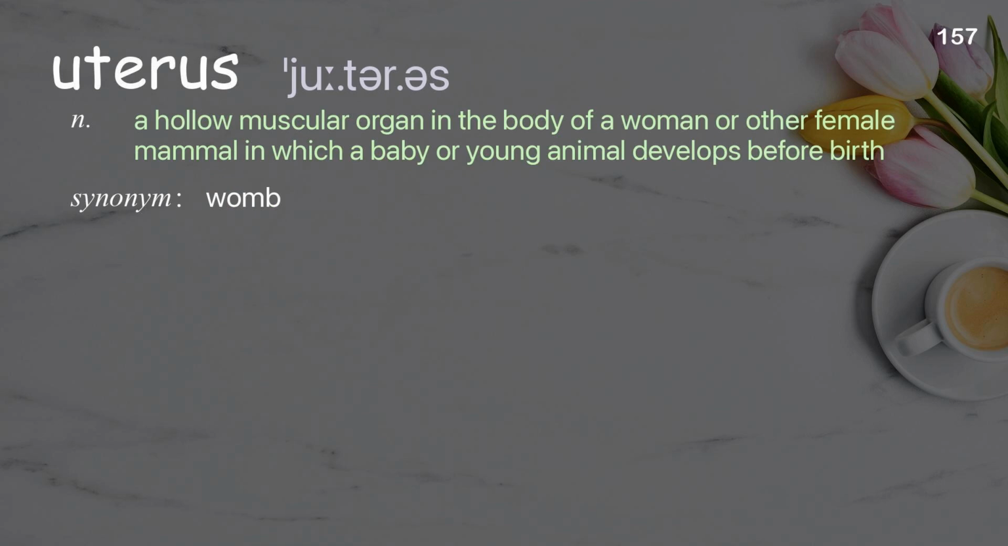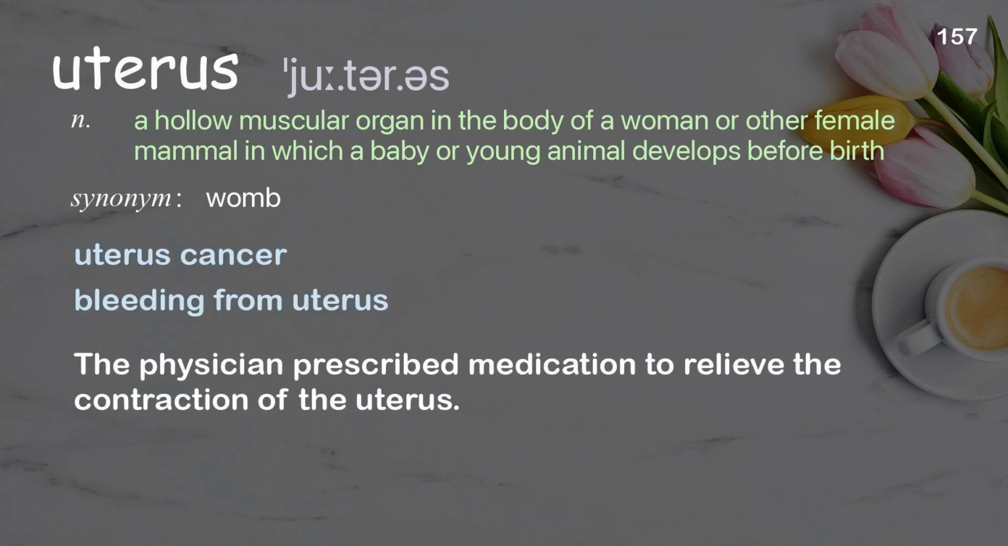Uterus: a hollow muscular organ in the body of a woman or other female mammal in which a baby or young animal develops before birth. Examples: uterus cancer, bleeding from uterus. The physician prescribed medication to relieve the contraction of the uterus.